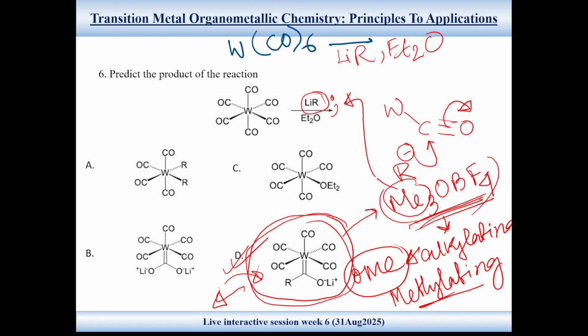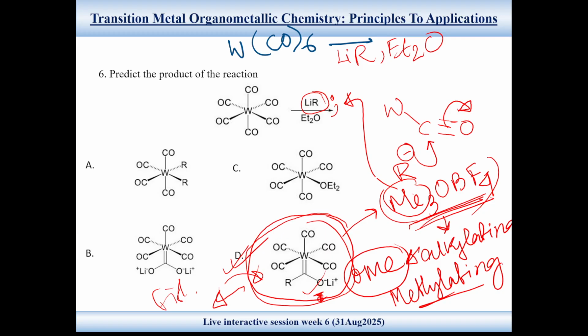Why? Because there is an oxygen, a heteroatom, present, so it's a Fischer carbene. So this is a Fischer type of carbene. Next, if you introduce Me3OBF4, what happens is OLi converts to OMe, the product. It is just an alkylating agent.